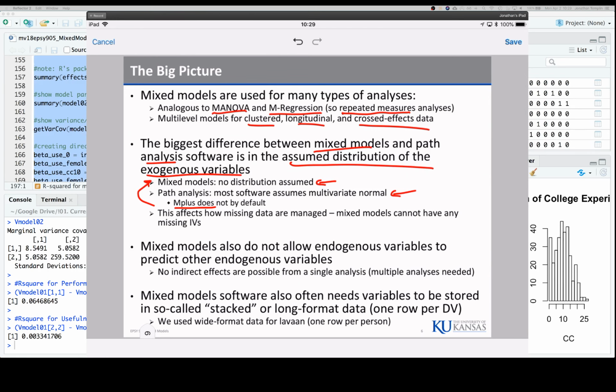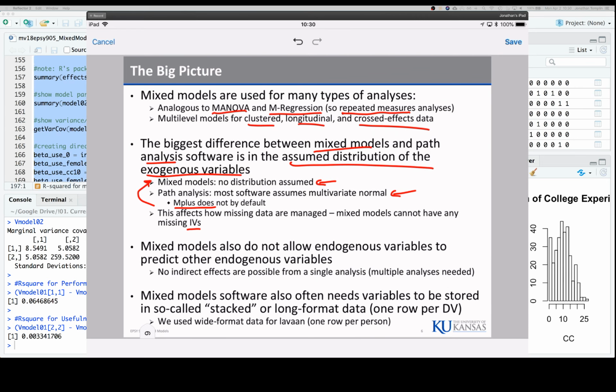Now, the ramifications of not assuming what the exogenous variable distribution happens to be mainly affect the assumptions we might have with respect to missing data, particularly missing data for the exogenous variables, or the independent variables. So by default, these mixed model software cannot have any missing data for the exogenous variables. If you have any cases that are missing, it will have a big problem. And you're going to see when we get into our analysis today that we will be removing the missing data itself. Now, removing that missing data is a topic for another lecture in this course.